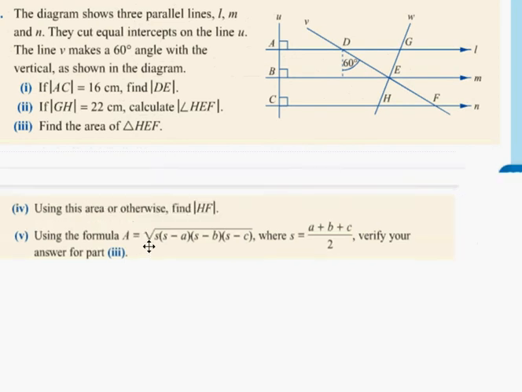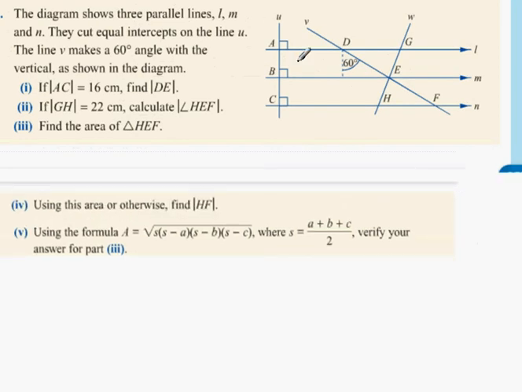Okay, so what we can see is that AC is here to here, and we can also see that DE is half that distance. Must mean DE is 8. Everybody alright with that? Half the 16. Okay. Now, if GH is 22, find the angle HEF. Wait, is that DE?